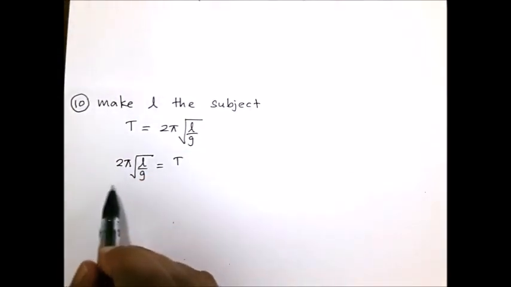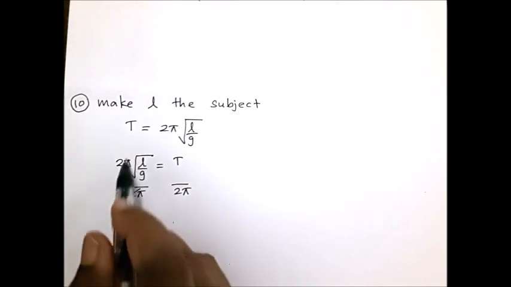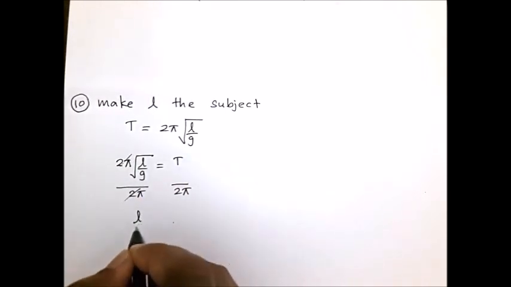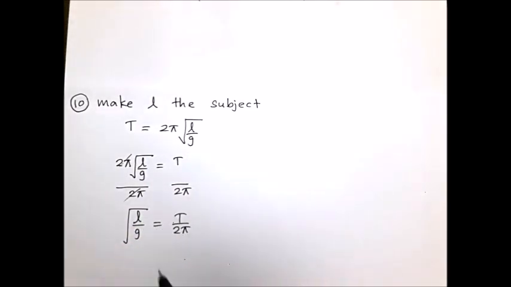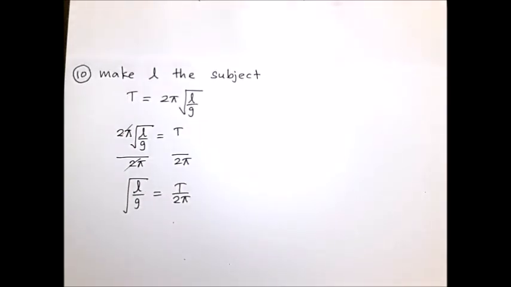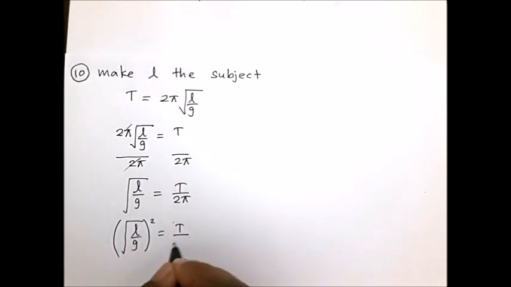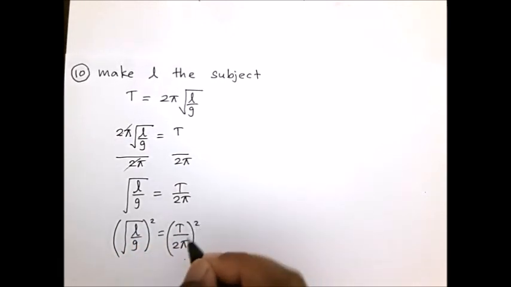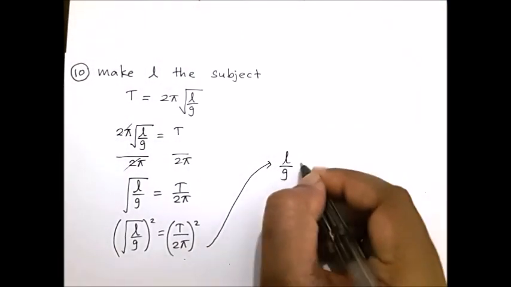First remove 2π. You can divide both sides by 2π, and here 2π cancel. Square root of L divided by G equals T divided by 2π. Now you have to remove this square root symbol. To remove the square root symbol, take the square of both sides. Write the square here and write the square for the right hand side. Here squared and square root cancel each other. Only L divided by G remains.